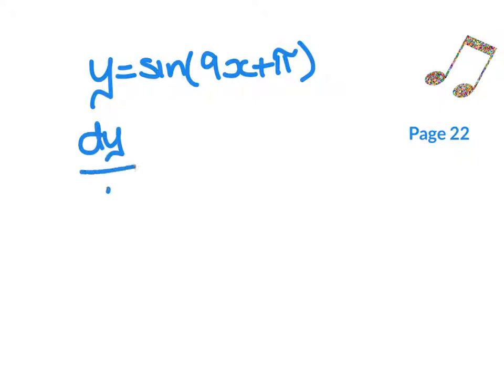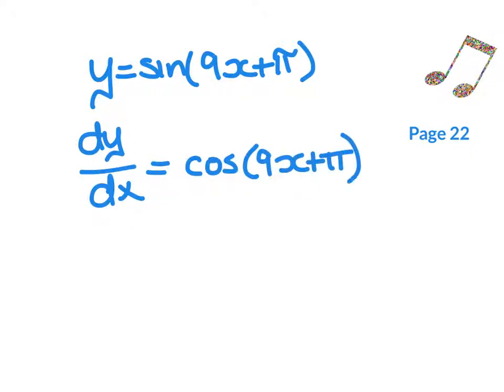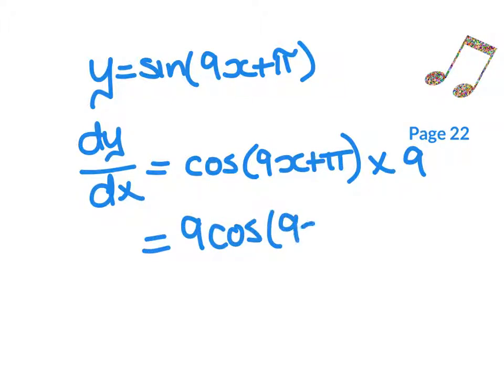So we'll do dy by dx. Sine is on the outside, that differentiates to cos. Bracket stays the same. And I'm going to multiply by the derivative of what's inside the bracket. Well, the derivative of 9x plus pi is just 9, because remember pi is a constant. Tidy that up. I've got 9 times the cos of 9x plus pi.